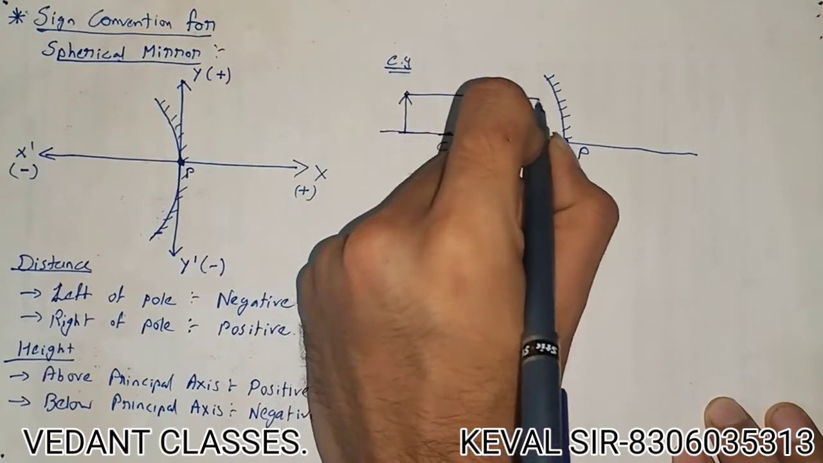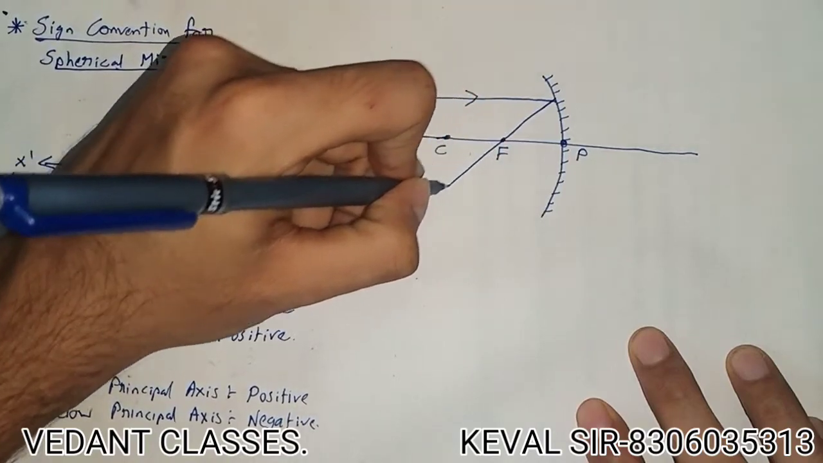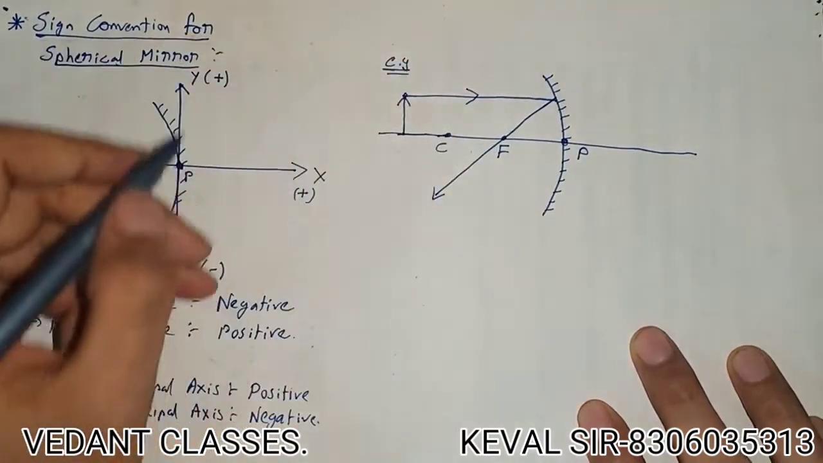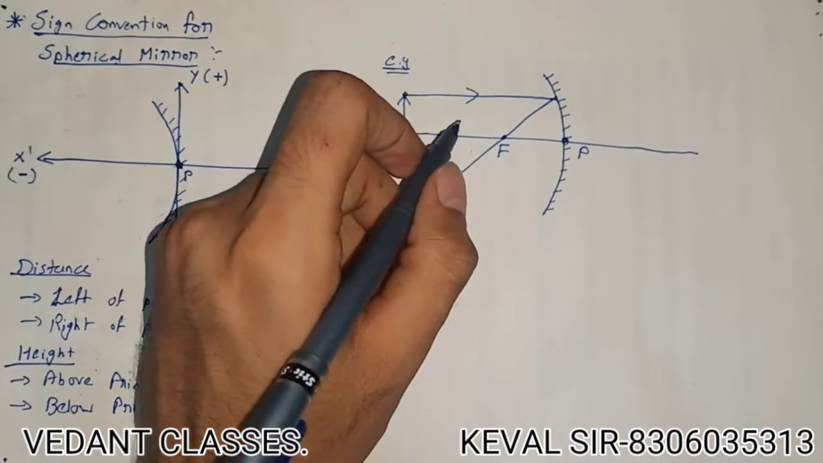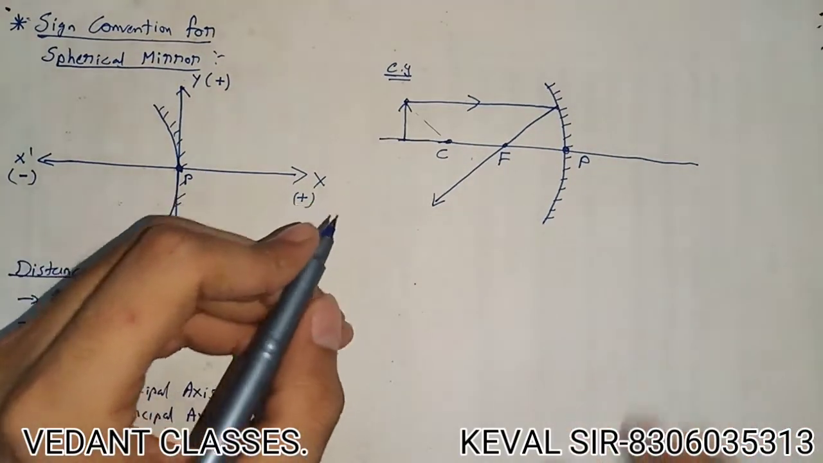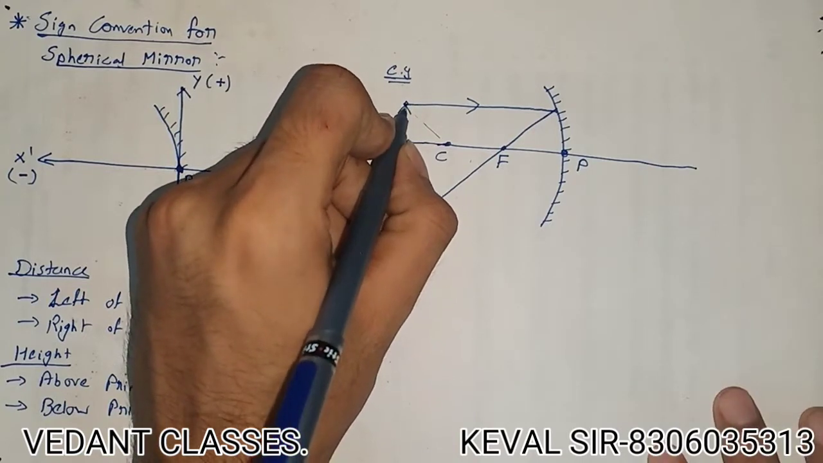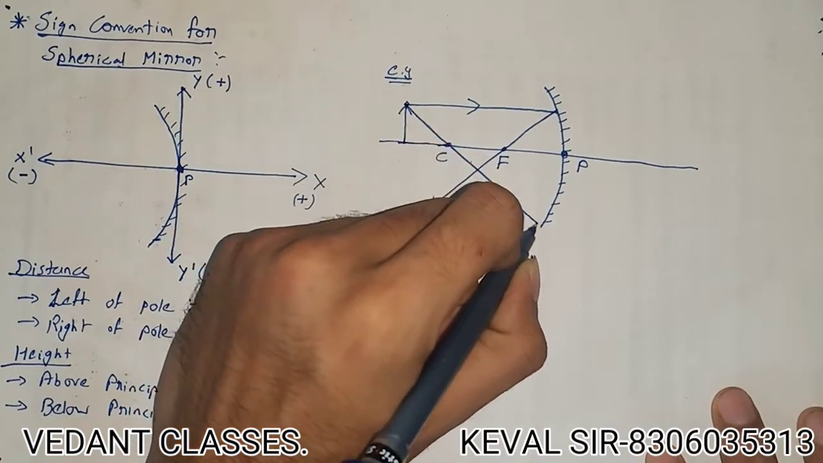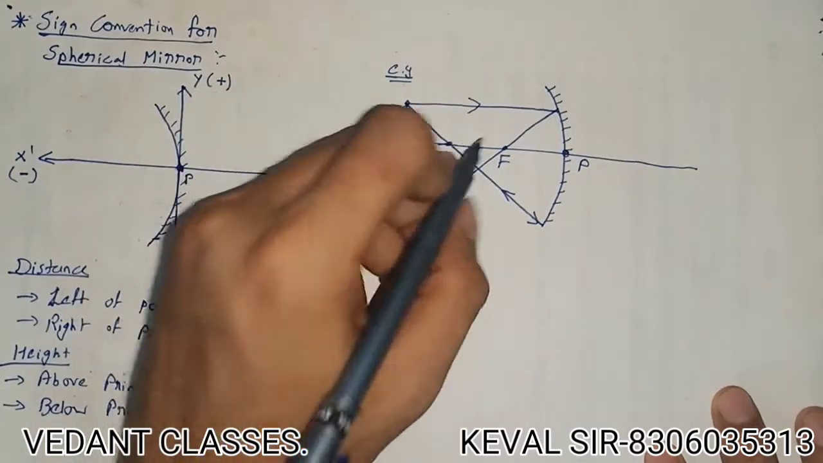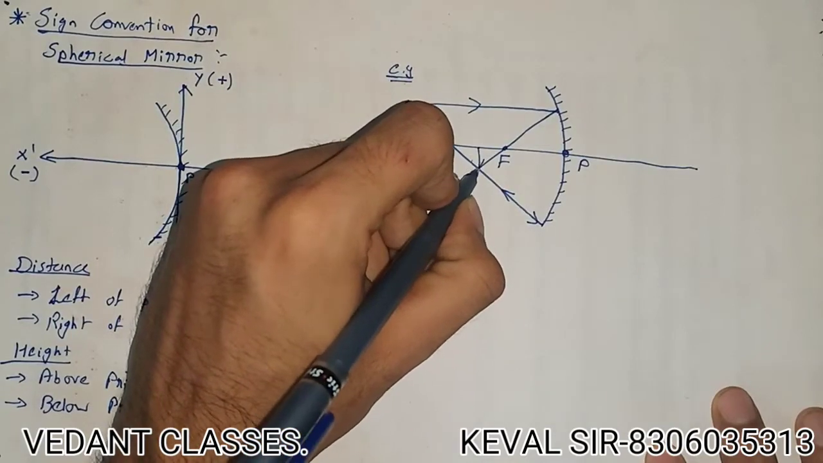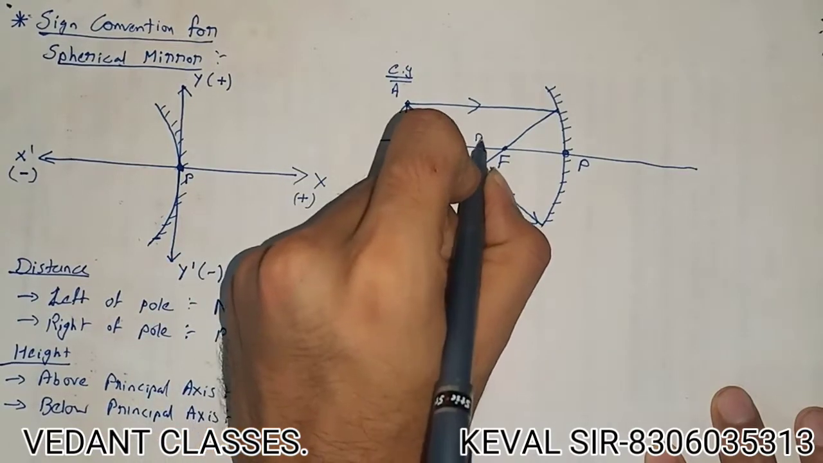So consider the incident ray parallel to the principal axis, it will pass through the principal focus. Now consider another ray which is passing through the center of curvature like this. Then it will reflect back on the same path. You can also consider the light ray from F. So if the object is AB, then here you will get an image A dash B dash.